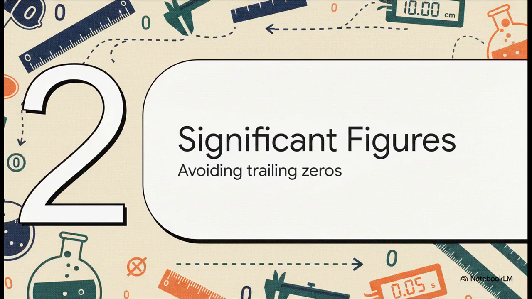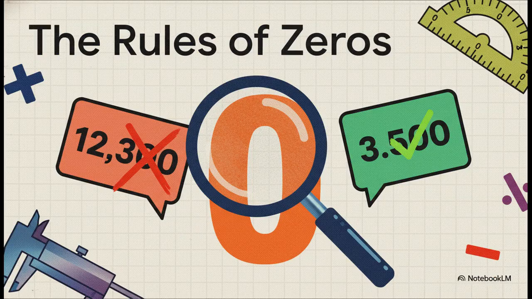Section 2. Significant figures and pitfalls. Avoiding the trailing zero trap. Okay, let's rapid-fire the strict rules of zeros. All non-zero digits, they're significant, obviously. Zeros trapped between non-zero digits, yeah, they count. Leading zeros, they literally never count. They're just holding the decimal place.